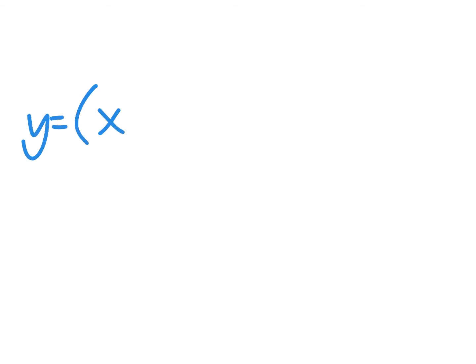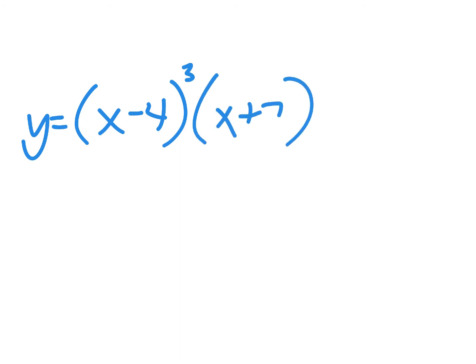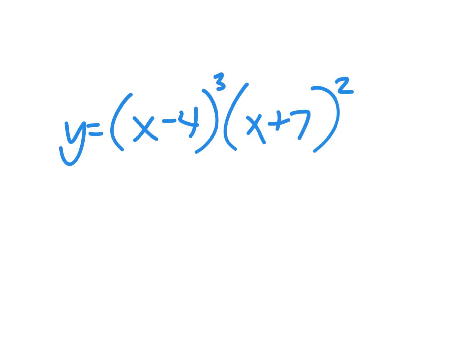Okay, then the next kind of question looks like this. y equals x minus 4, quantity to the third. Hope you remember what that does. And x plus 7 squared, that does something totally different. And just to make it extra juicy, there's a negative in the front. That means something's going to happen at the end.